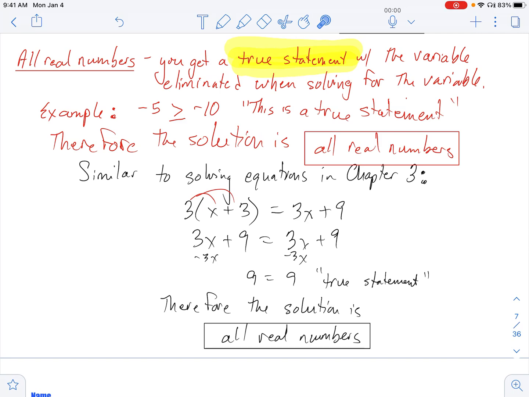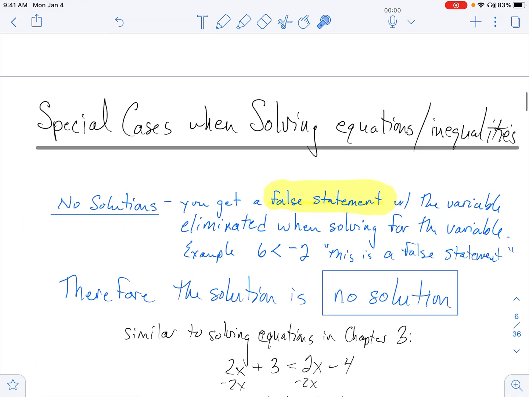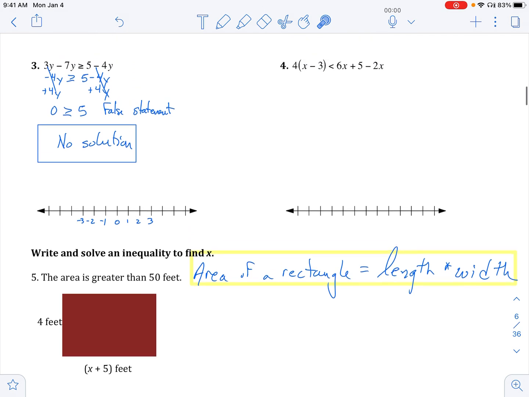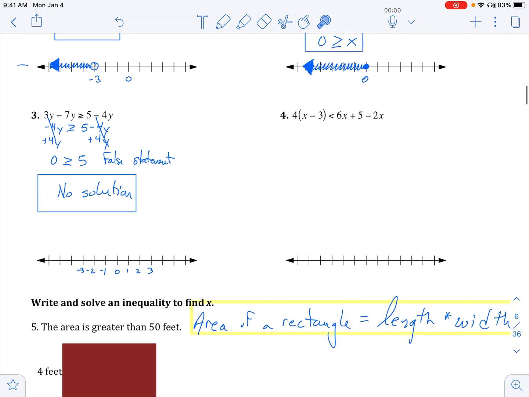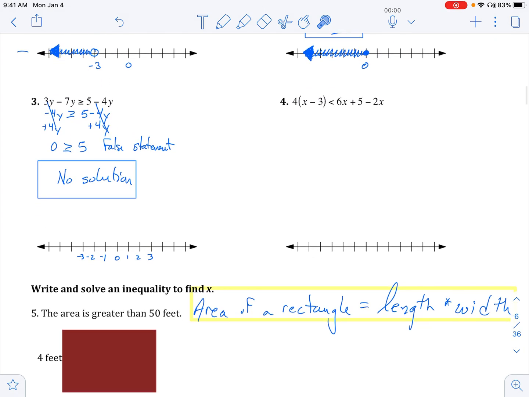So again, if you like, you can copy that down on that extra page. Otherwise, that was just a quick review of what we learned back in chapter 3 and how it relates to inequalities here in chapter 6. As I look at problem number 4, I'm going to continue on with the distributive property on the left side. On the right side, I have some x's I can combine.